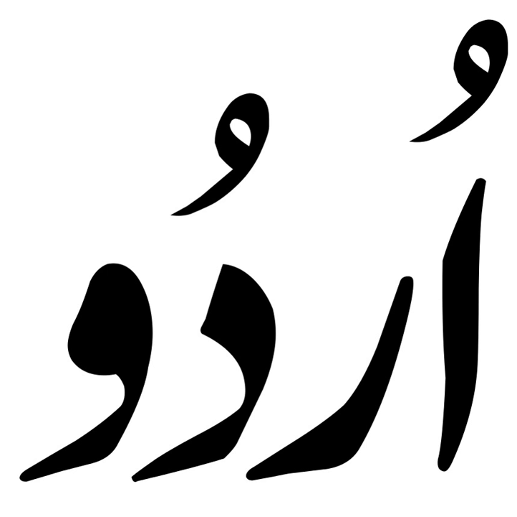Dakhini is widely spoken in all parts of Maharashtra, Telangana, Andhra Pradesh and Karnataka. Urdu is read and written as in other parts of India. A number of daily newspapers and several monthly magazines in Urdu are published in these states.